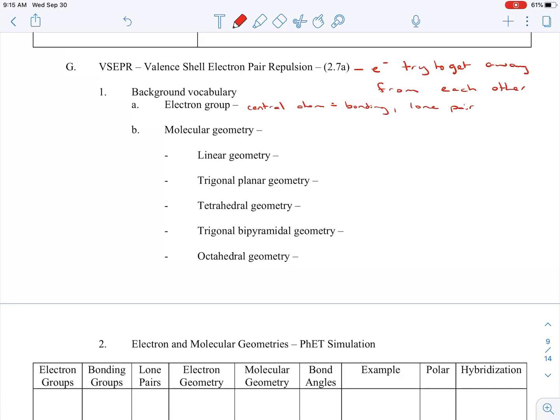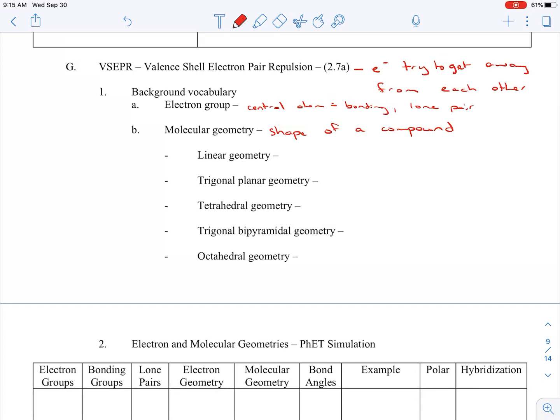Now, molecular geometry, the thing that you're exploring today, is the shape of a compound. What would it look like if we were able to see it under a microscope? This would not include the lone pairs because they would be very, very small, but the lone pairs do affect the structure, and that's something we would talk about.